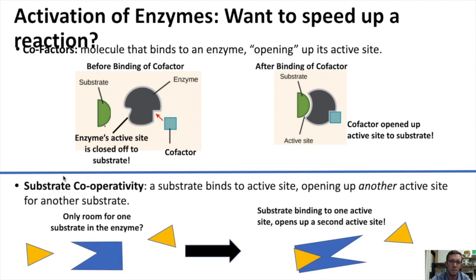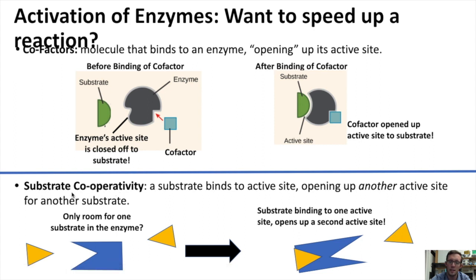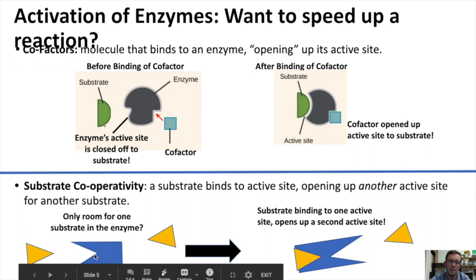And then the other type of activation that we'll cover is something called substrate cooperativity. And so substrate cooperativity occurs when a substrate binds to an active site on an enzyme and actually opens up a second active site for another substrate to bind on. And so you can see that here. It looks like this enzyme only has one single active site, room for a single substrate. But when this substrate adheres to the active site, it actually forces open a second active site on the enzyme, allowing a second substrate to interact. In the process, essentially doubling the rate at which this enzyme can interact with the substrate.